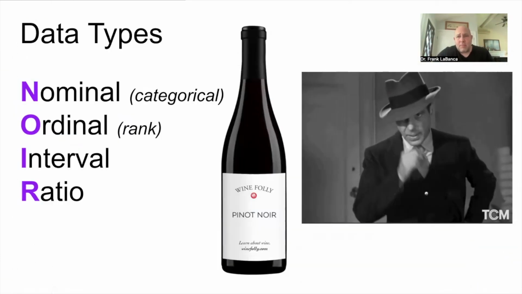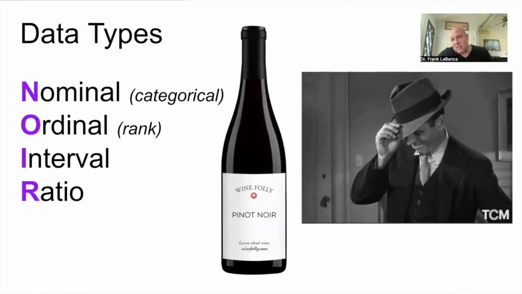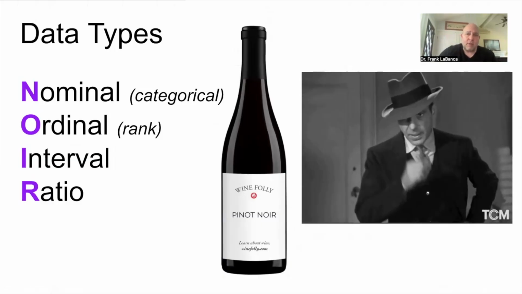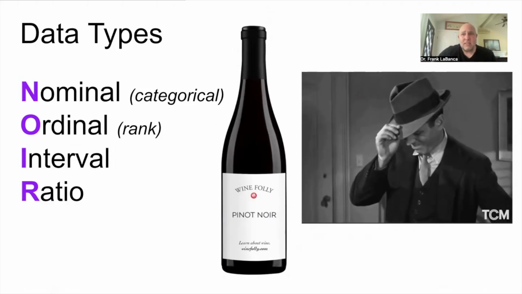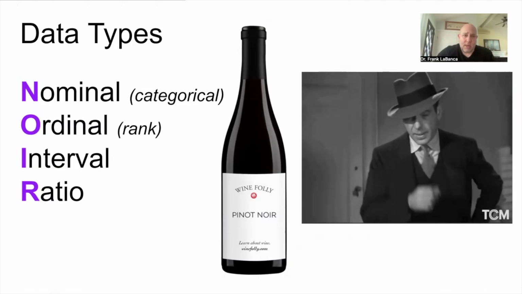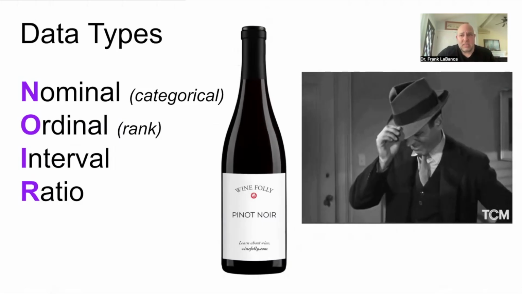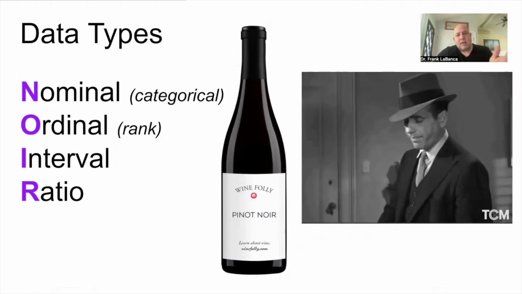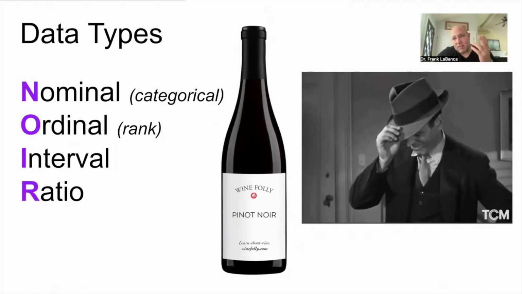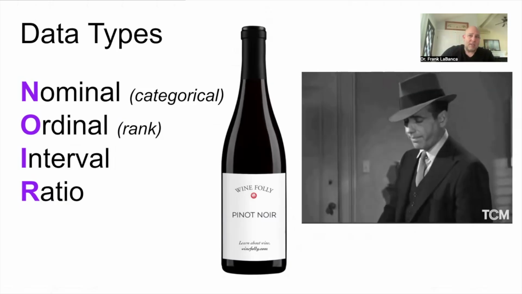Now let's talk for a little bit about the different kinds of data types you might experience. They are nominal, ordinal, interval, and ratio level data. It's important when making decisions on what kind of analyses you want to do to best understand the data types. NOIR is just the way you can remember the order of them, a little mnemonic device.